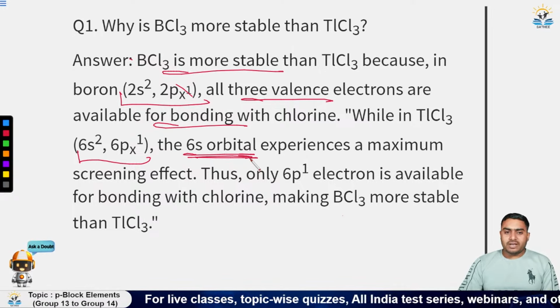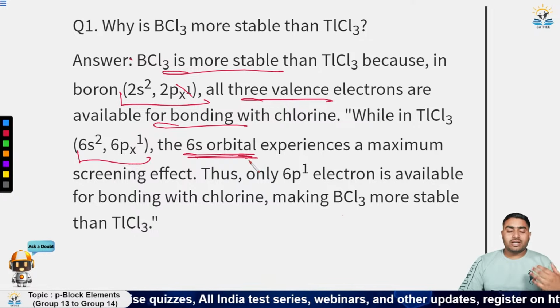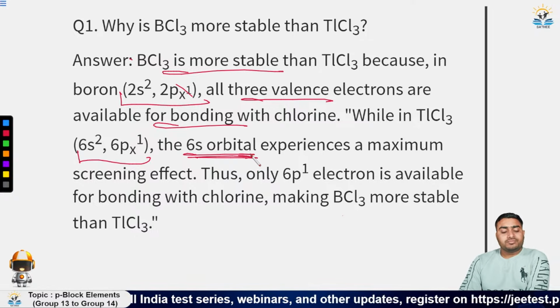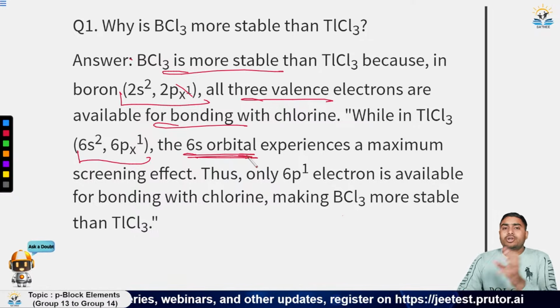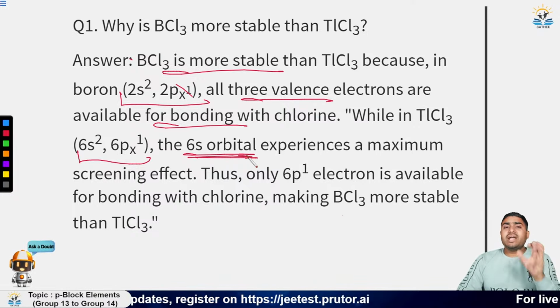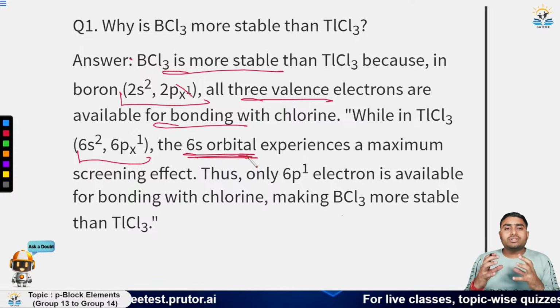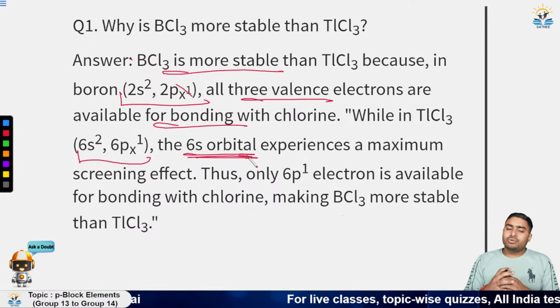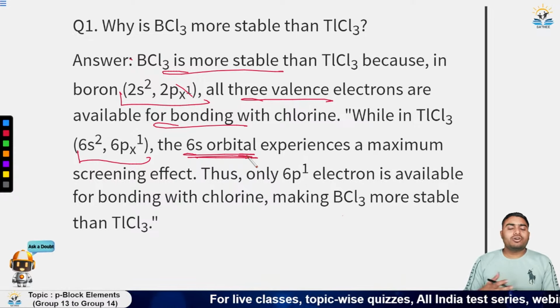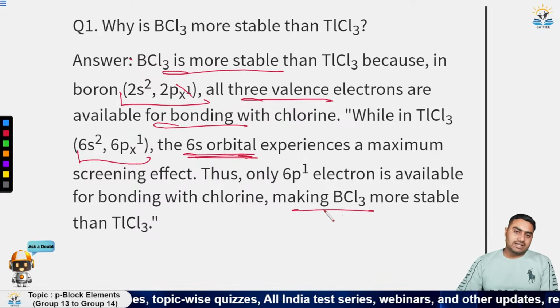So 6s orbital electrons are not available for bonding. They experience a maximum attraction, right? And if they are closely attracted towards the nucleus, that means they are not available for bonding. So that's why BCl3 is more stable than TlCl3.